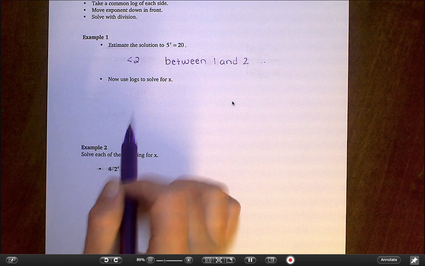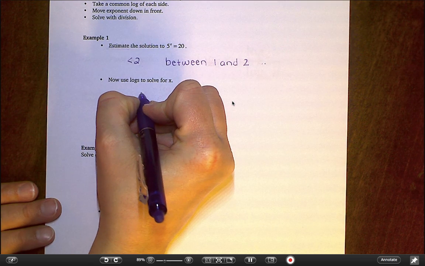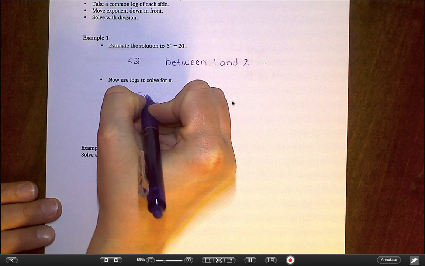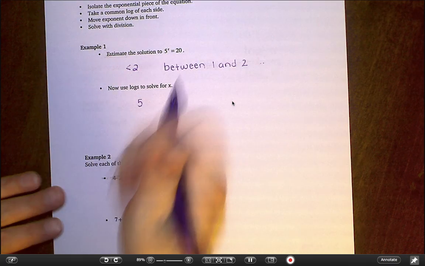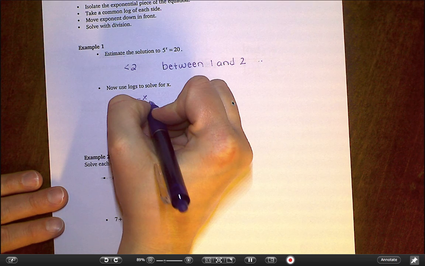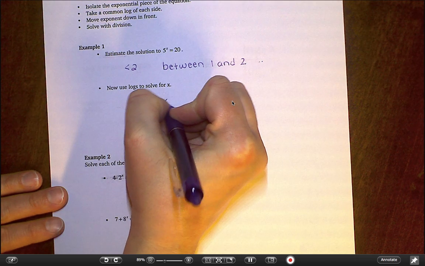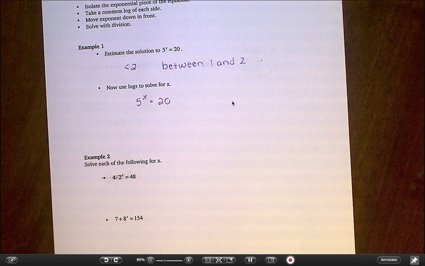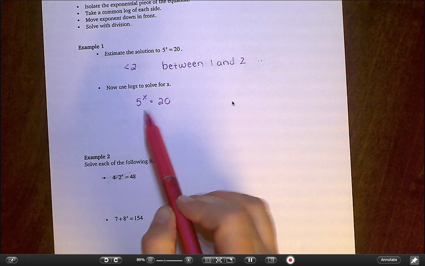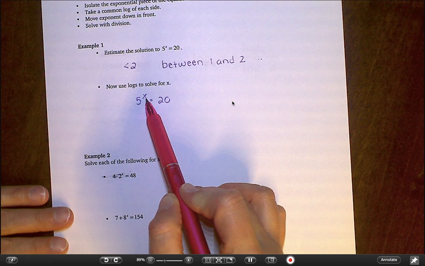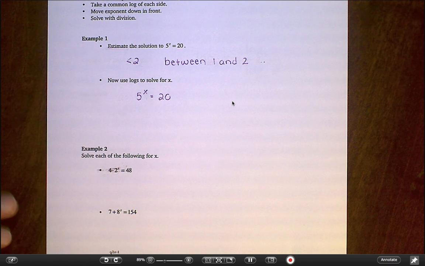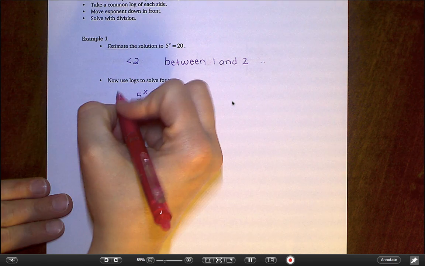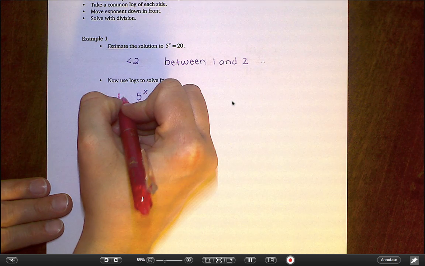So now we're actually going to solve it. So let me rewrite my equation here. 5 to the power of x equals 20. So here's the beauty of this method. Up until now, we haven't had a way to cancel out this x when it's up in the exponent. We haven't had a way to move it. But now we do. What I'm going to do is take a common log on each side.